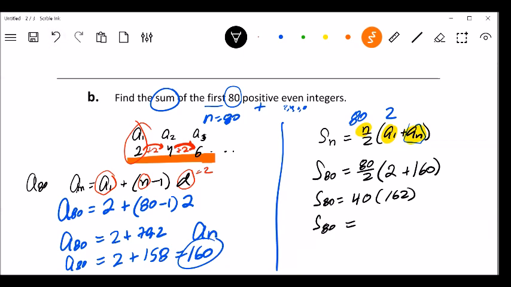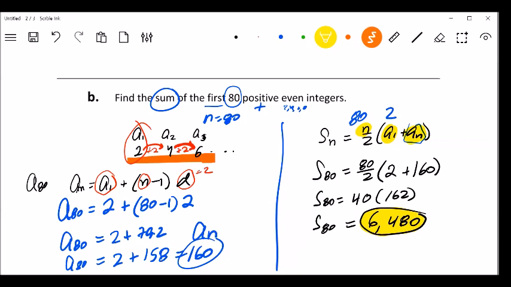Let's write it correctly here. That's 6,480. So that's the sum of the first 80 positive even integers, 2, 4, 6, 8, all the way up to 160. Add them all up and you're at over 6,000, almost halfway to 7,000.